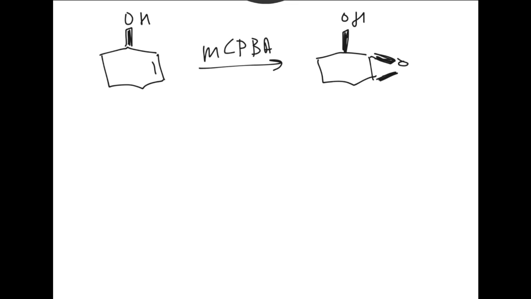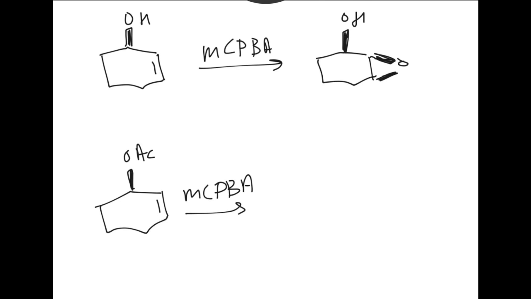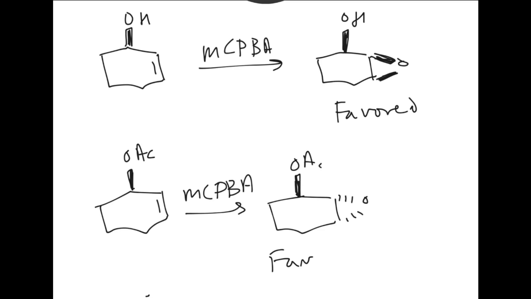They didn't use MCPBA, they used something pretty close. So whatever. If you put a group on the alcohol, so if you get rid of the hydrogen on the alcohol, so if you make it an acetate, now you've lost that hydrogen that can interact with the oxygens on the MCPBA, and now you get a mixture of isomers, with the anti-isomer being favored. So this is the favored isomer here, and this is the favored isomer here.